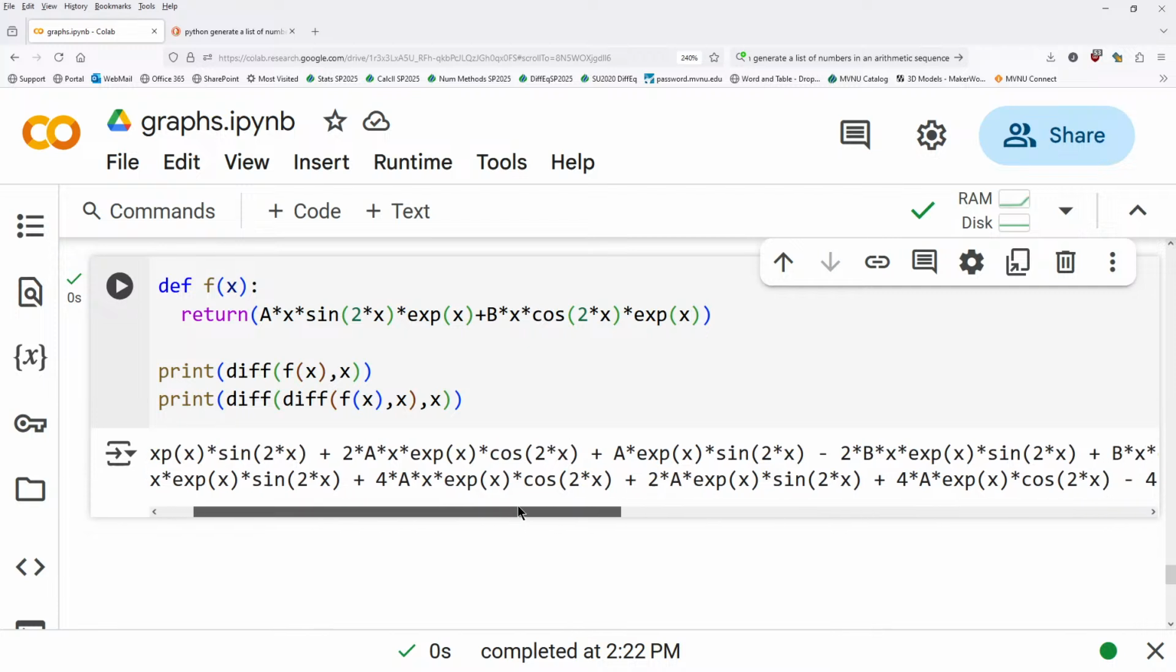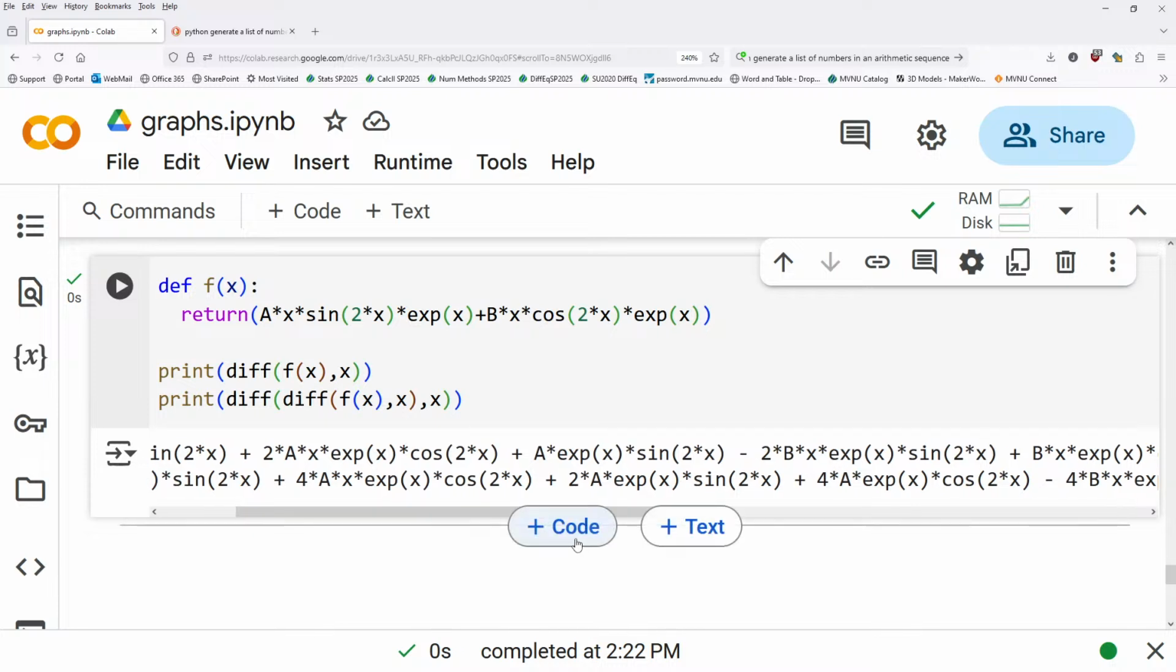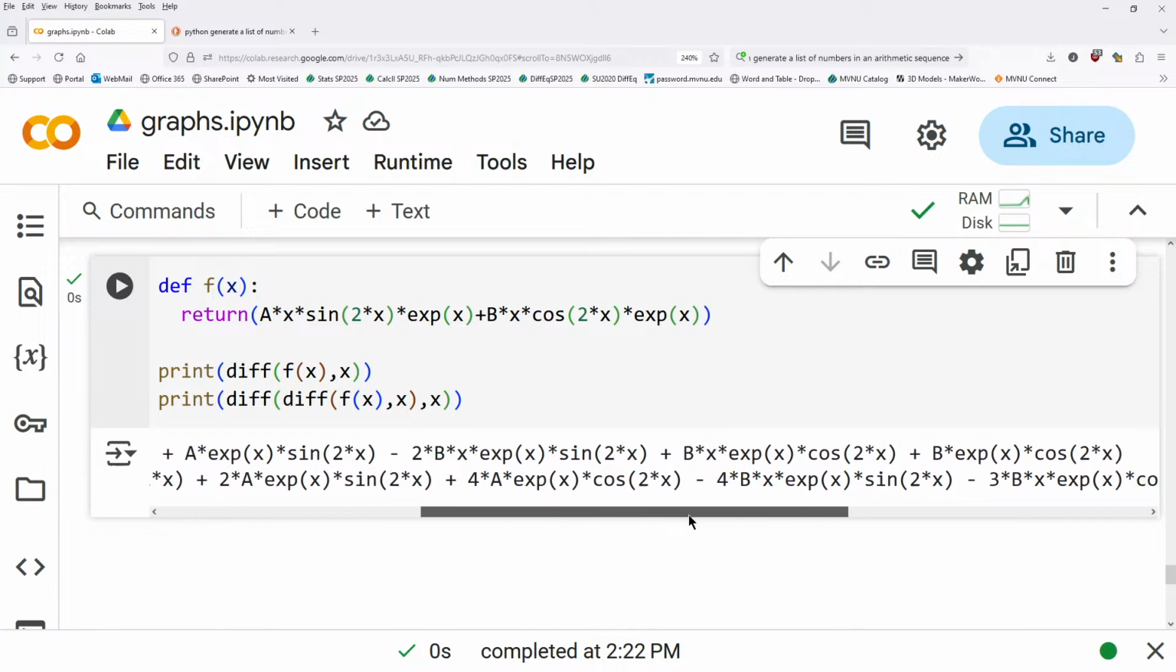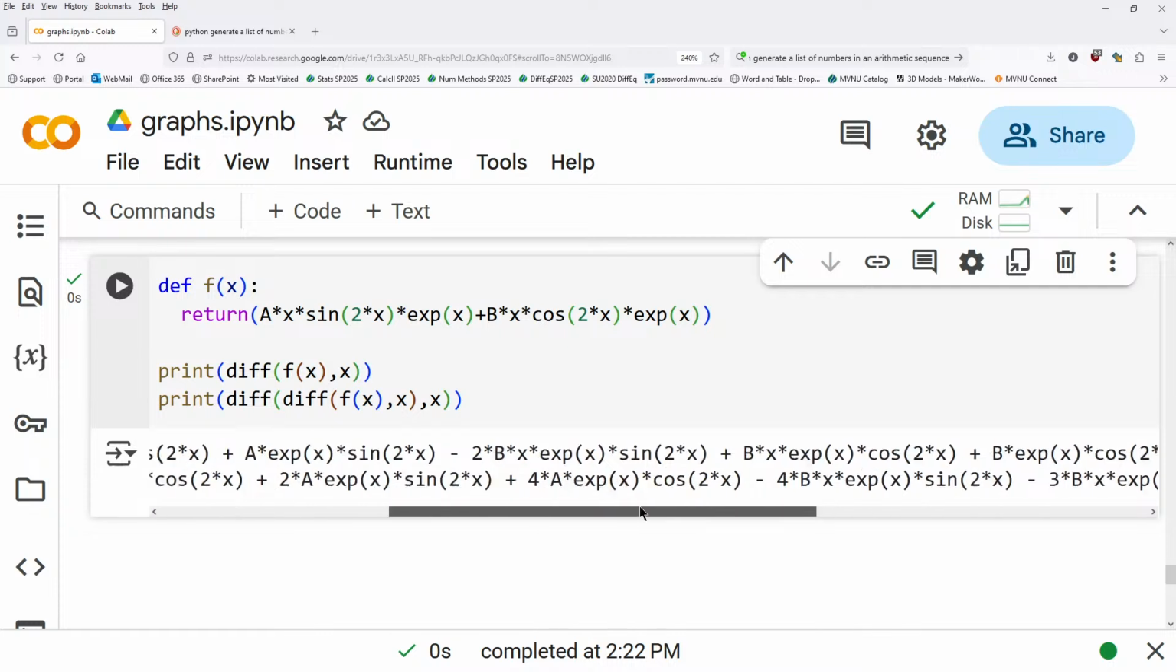So the first line is the derivative. Okay, so it's a times e to the x, y prime, yes, e to the x times sine of 2x. And then b times e to the x times cosine of 2x. Yeah, those are the only ones that don't have x in them.